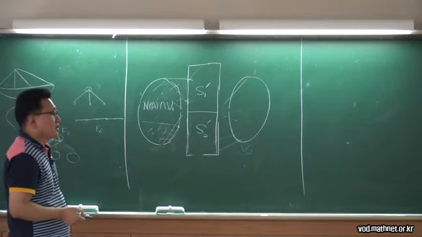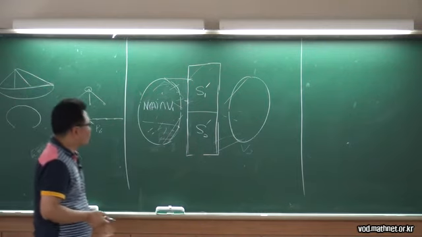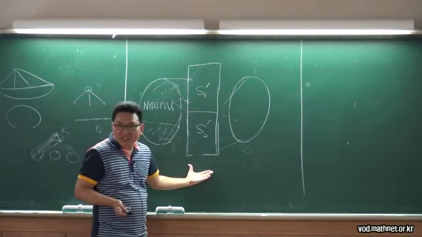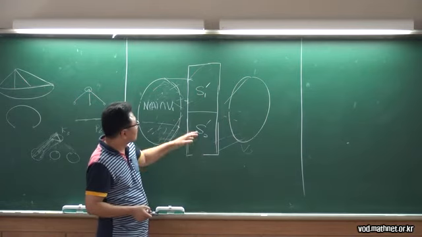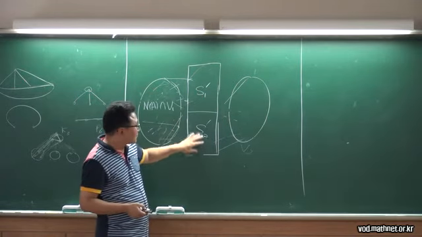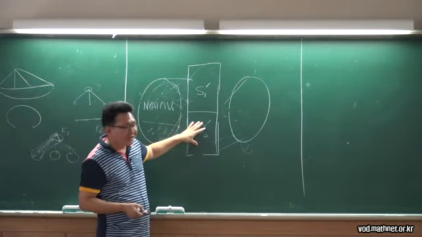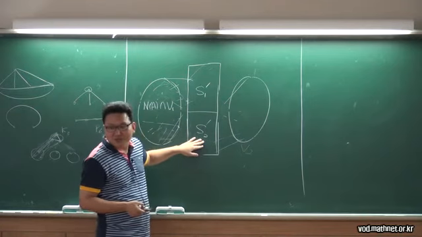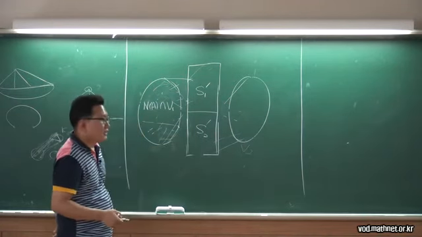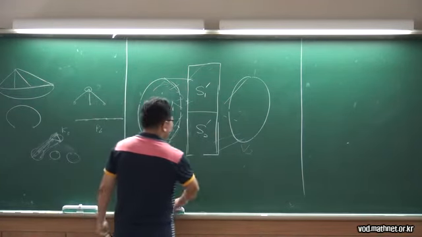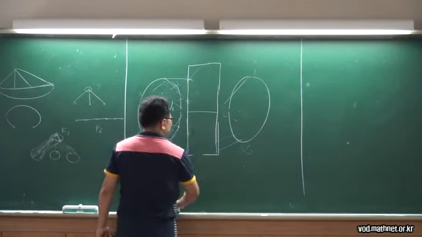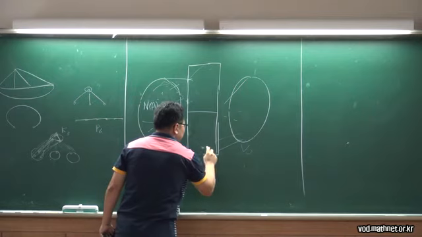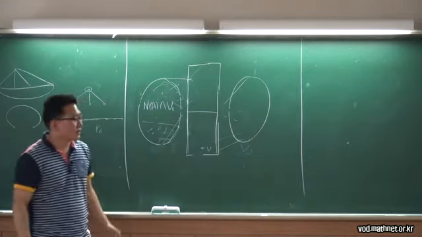And we know that it's 3-connected, so the size of S is greater than or equal to 3. So we may assume that one of them has size greater than or equal to 2. Say this one is greater than or equal to 2. And so let's pick one vertex in here. This is V.